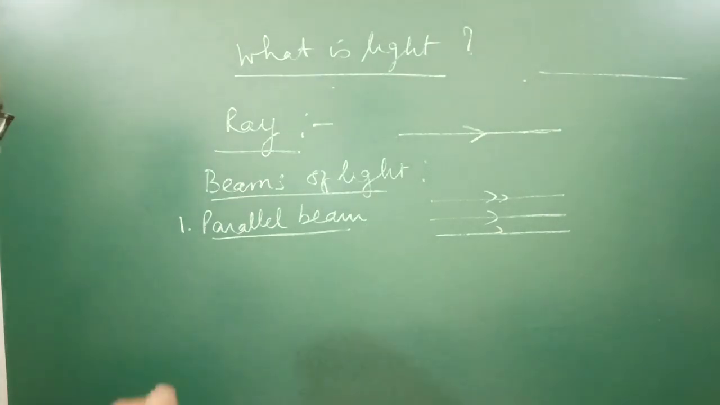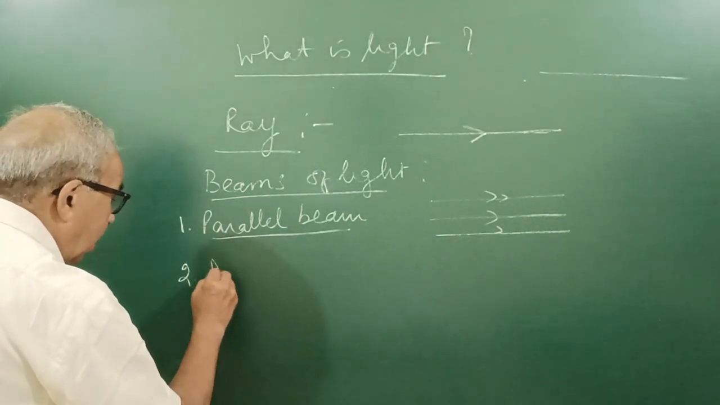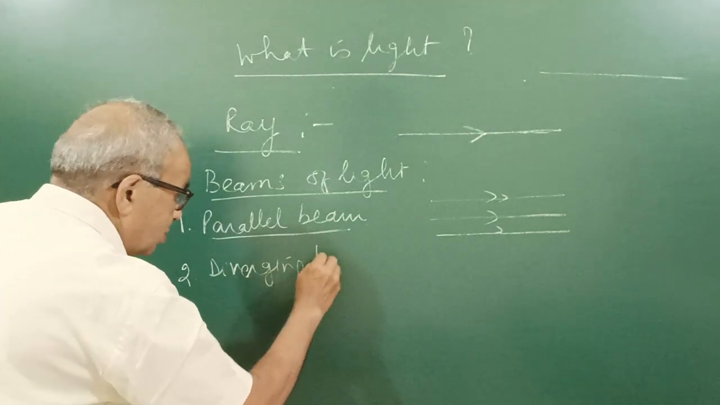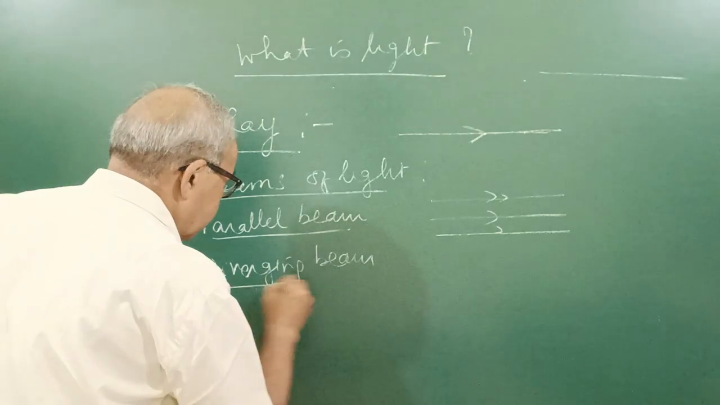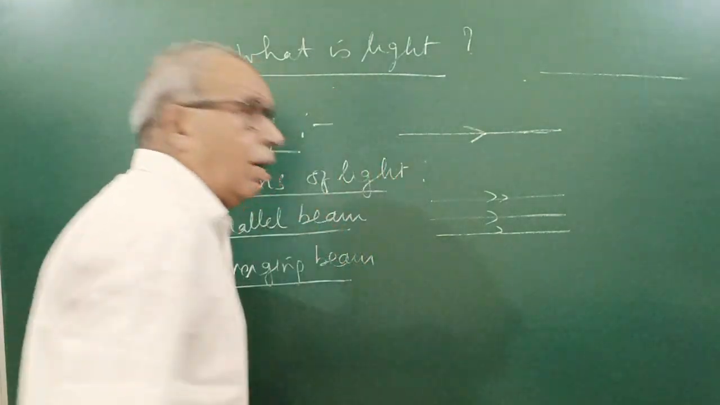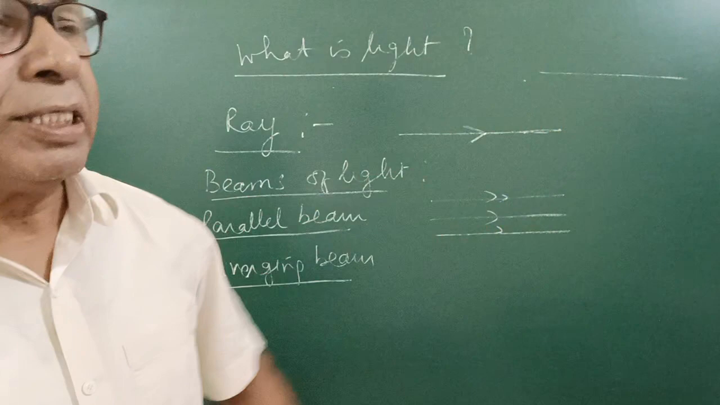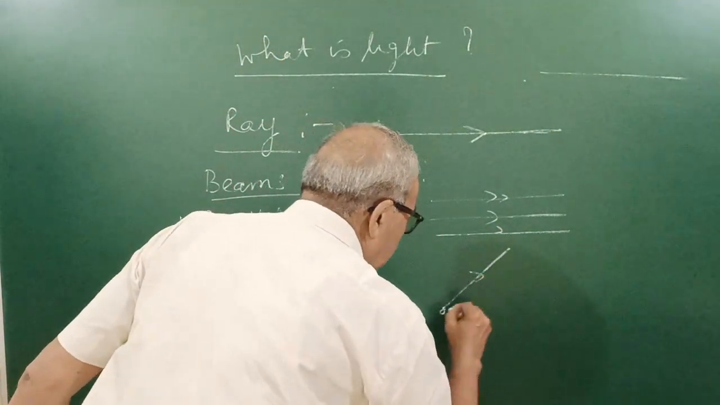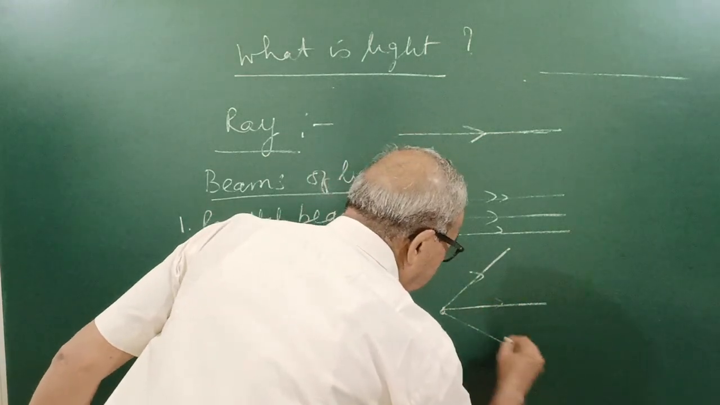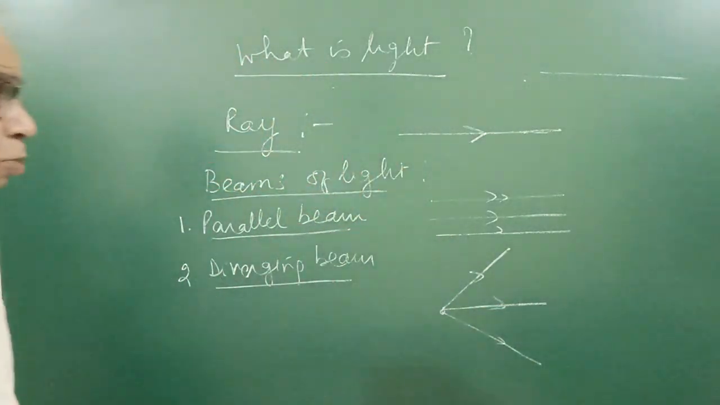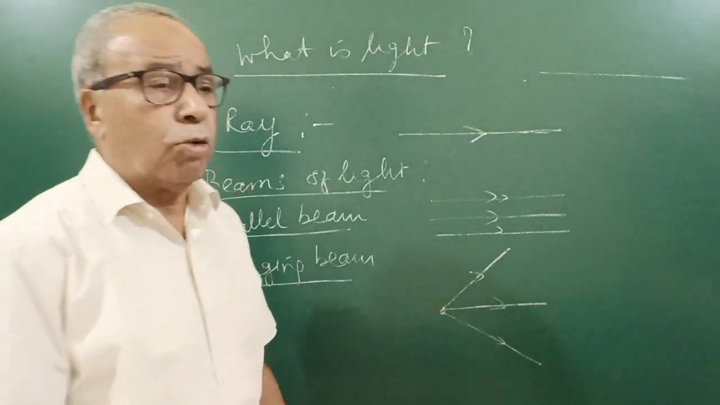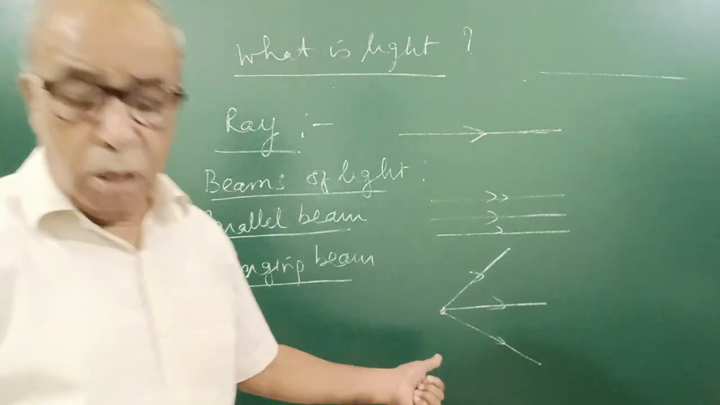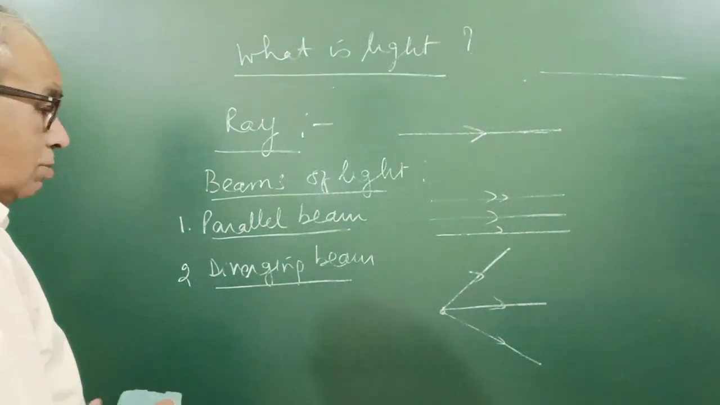Now, second is the diverging beam. Every source from a large distance appears as a point source of light, and if rays start from it and go away from each other, so every point light source, a real source of light, produces a beam in which rays are going away from each other. This is called a diverging beam.